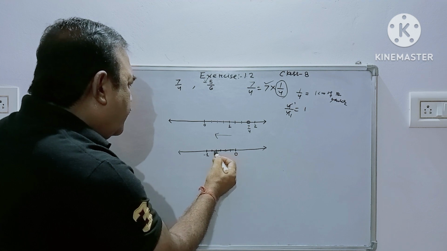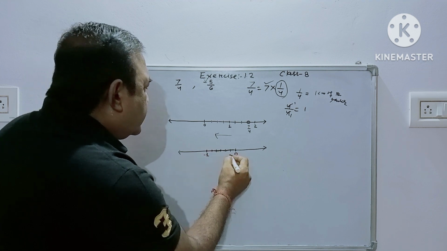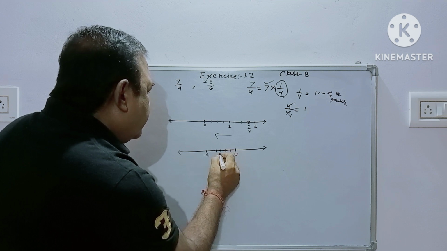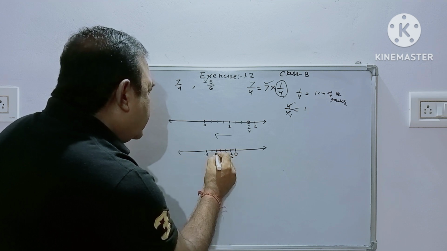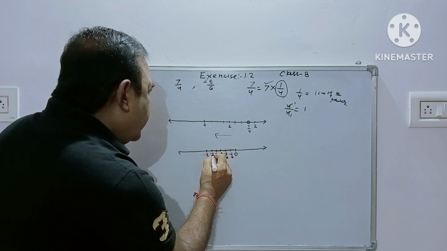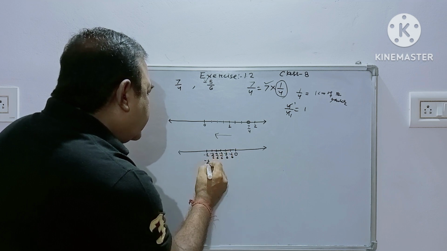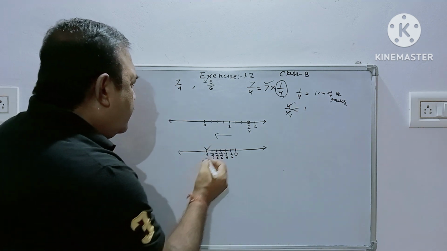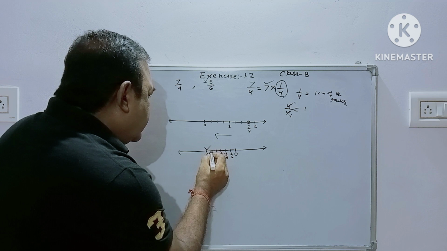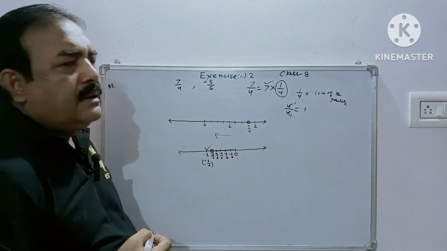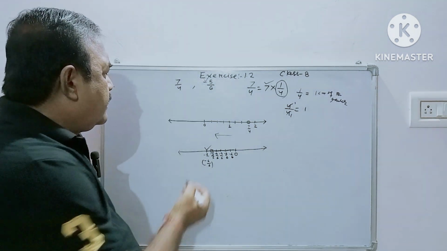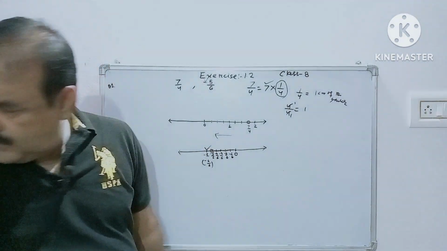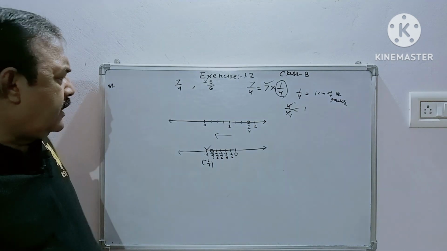1, 2, 3, 4, 5, 6. So this is minus 1 upon 6, minus 2 upon 6, minus 3 upon 6, minus 4 upon 6, minus 5 upon 6. And this is also minus 6 upon 6, which is minus 1. So minus 5 upon 6. You just encircle the points we can show here. Okay? So like this you will do it.